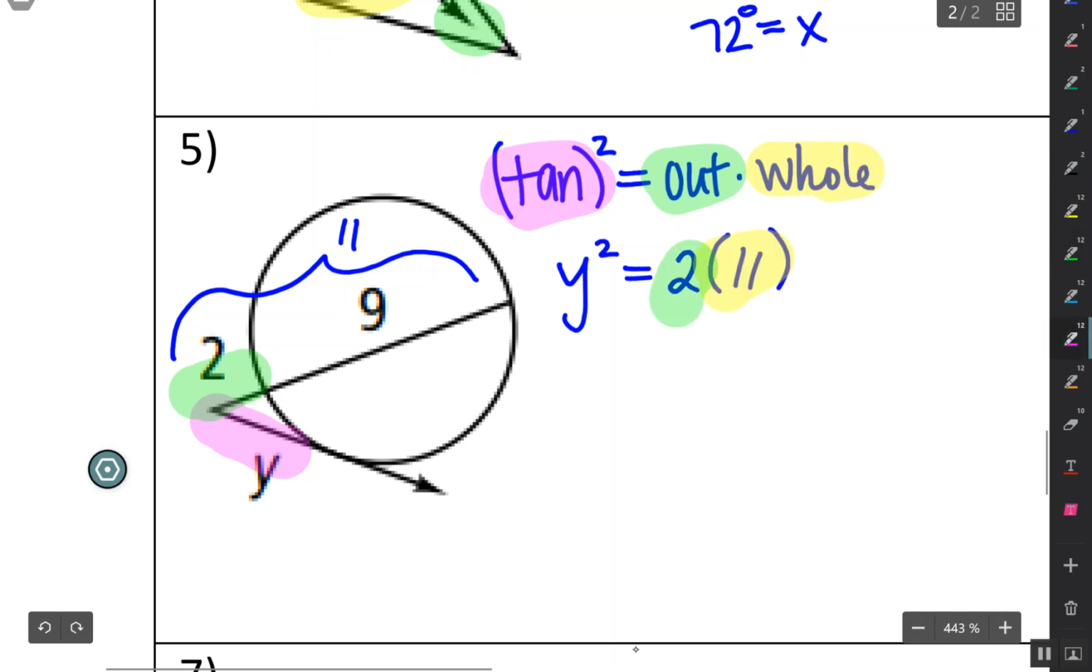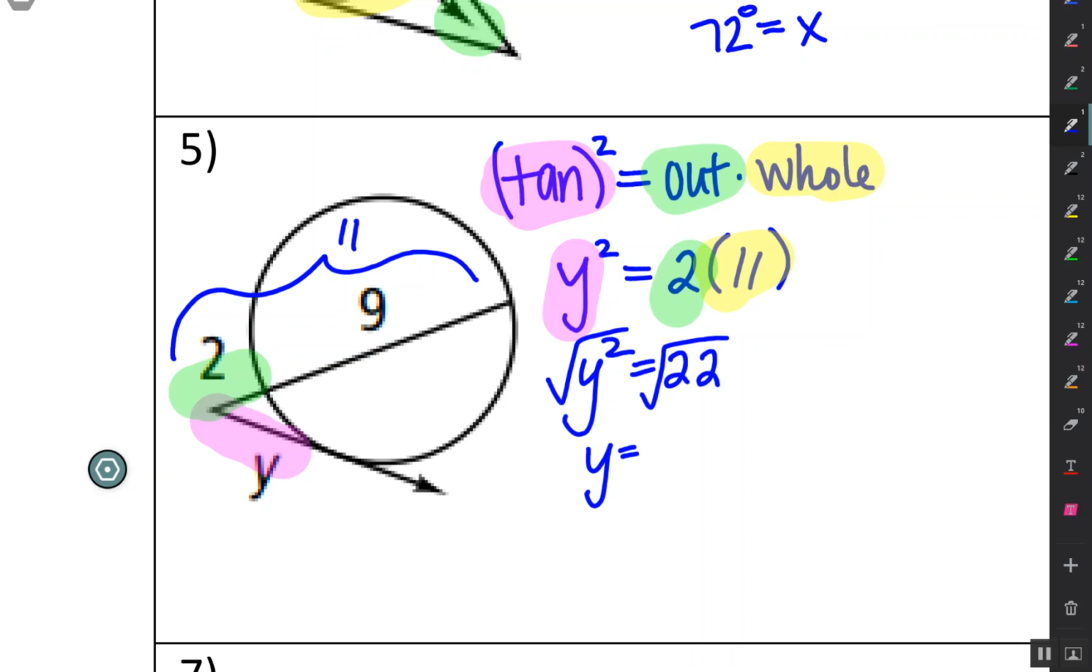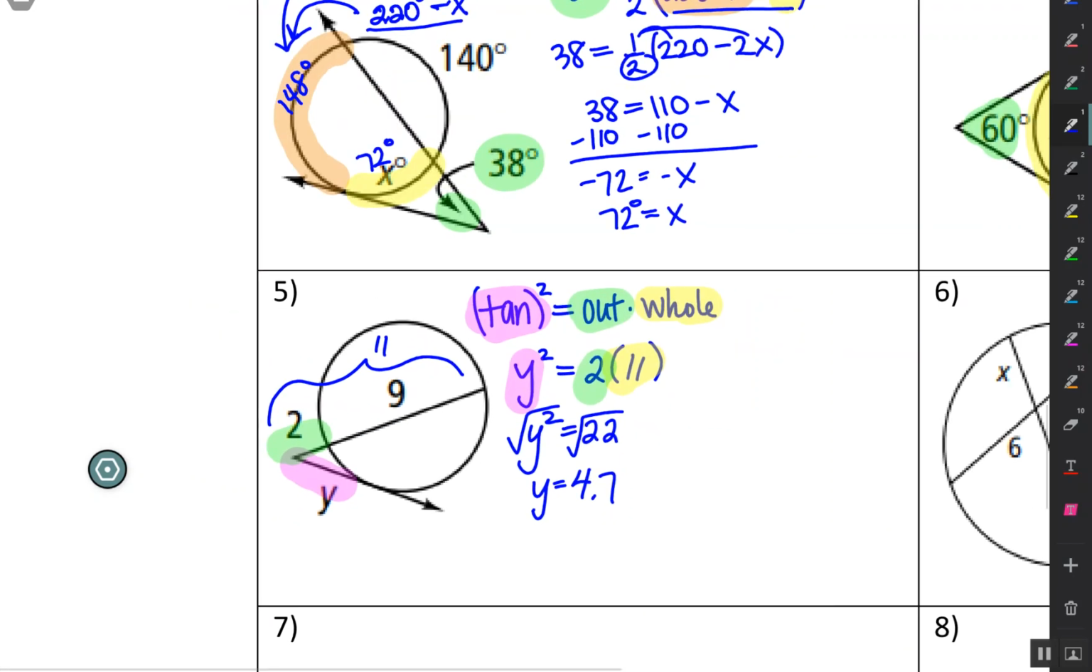Okay, now we just have to solve. So y squared is equal to 22, square root both sides. We do not need a plus or minus because we're dealing with length here, so the negative would not make any sense. And then the square root of 22 is about like 4 point something, 4.7. Round or simplify as required.